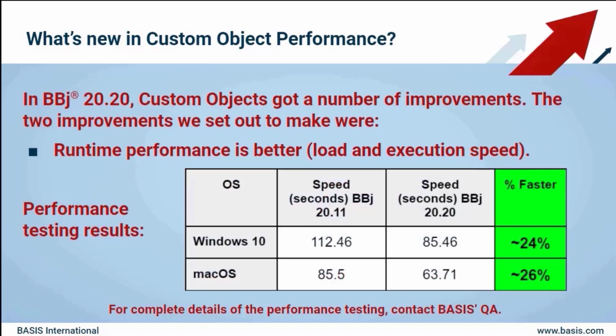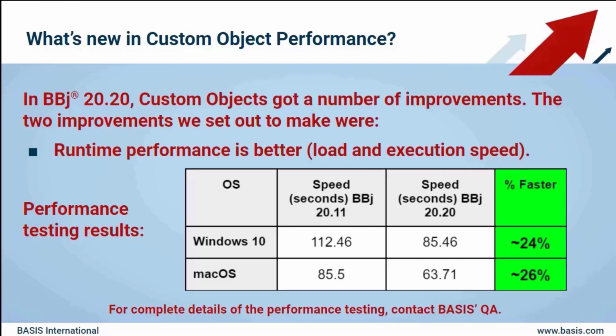But now, what are some of the things that are new in BBj Custom Objects? The most important thing, the thing we set out to resolve, was performance. But performance can mean two things: speed, and that's what we're going to look at here. When we implemented the new BBj Custom Object model, we made it more Java-like in version 2020. And in so doing, we got a number of improvements.